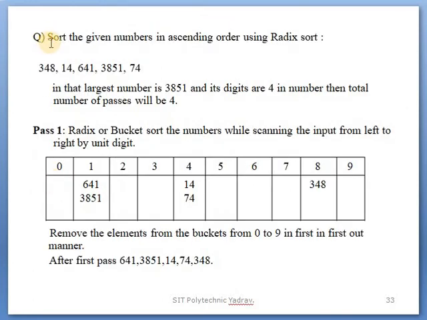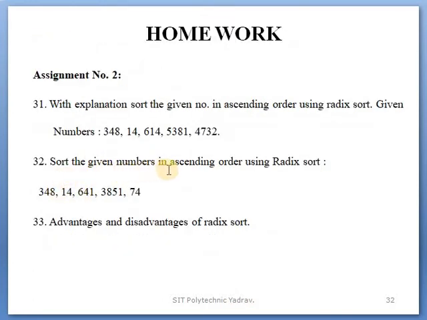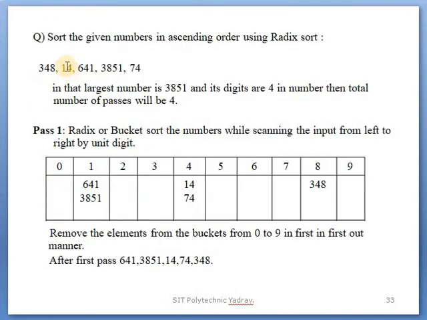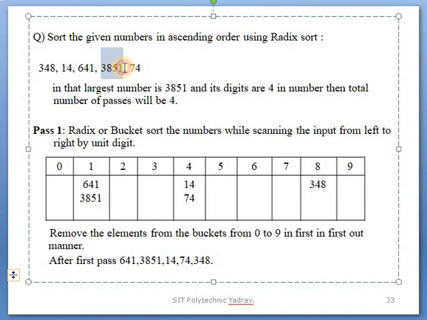Sort the given numbers in ascending order using radix sort. In that, the largest number is 3851, and its digits are 4. So the total number of passes will be 4. Clear? In that, the numbers will be sorted one by one.